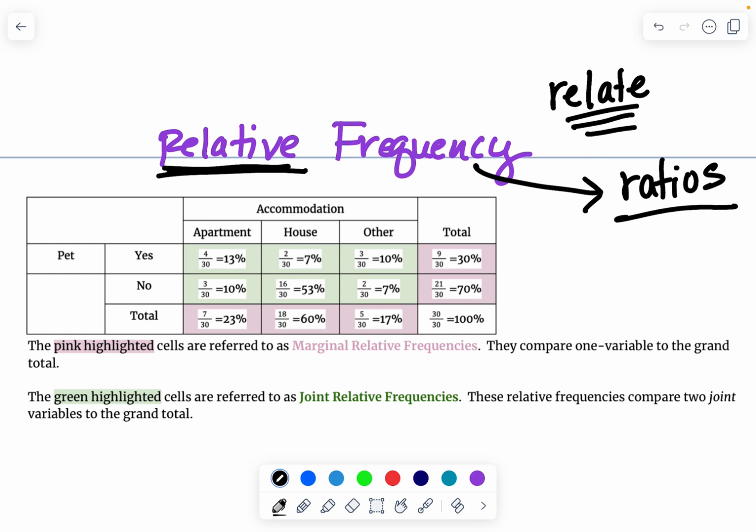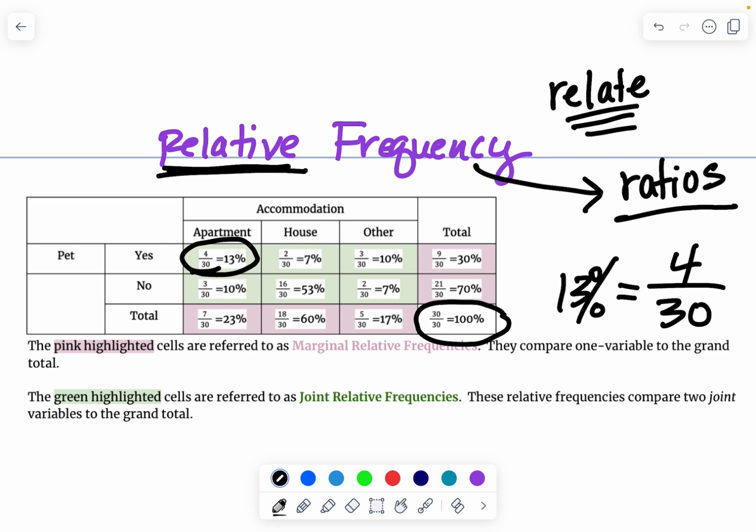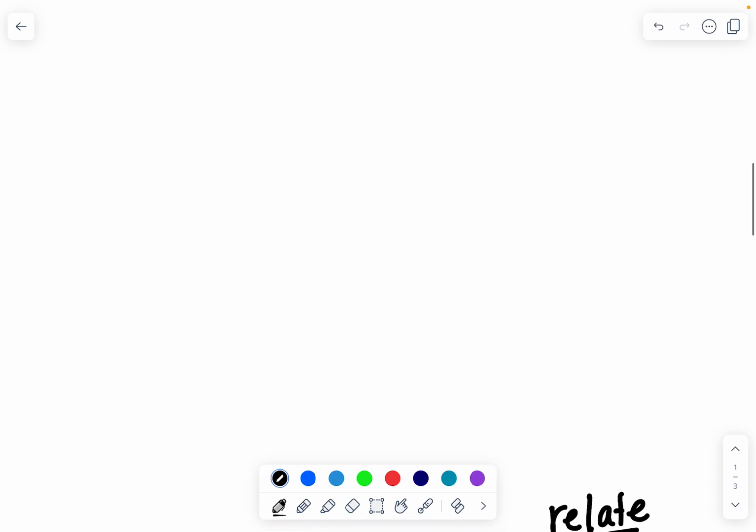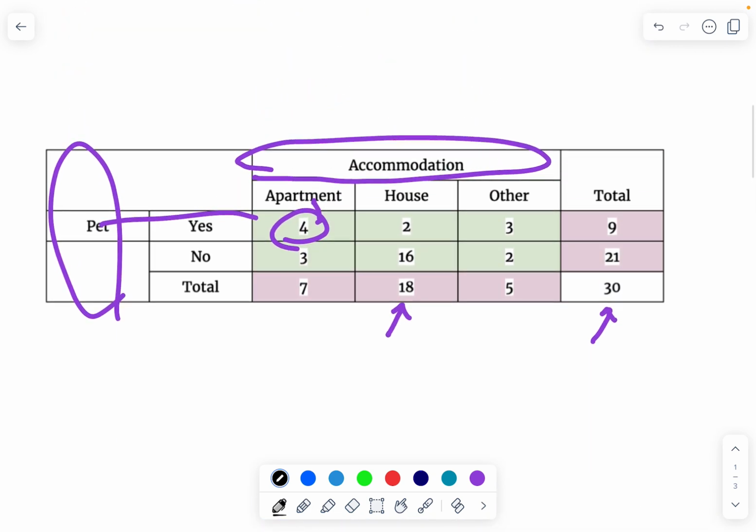For example, of the people surveyed, how many live in an apartment and have a pet? So out of everybody surveyed, out of the 30 people surveyed, how many people live in an apartment and have a pet? And that's 4 out of 30, which is approximately equal to 13%. So this table gives relative frequencies compared to the basic frequency table, which just gives the straight numbers.